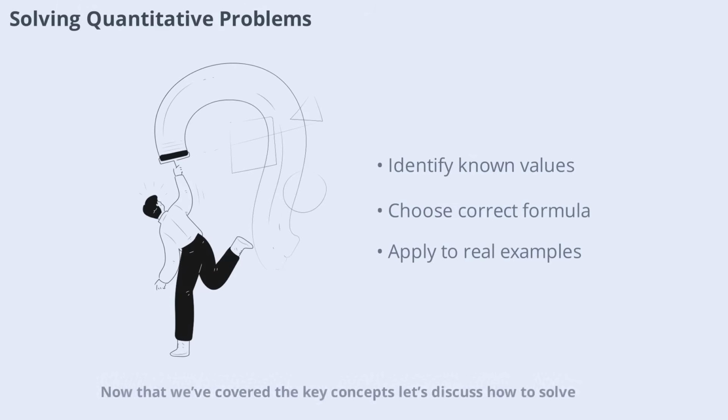Now that we've covered the key concepts, let's discuss how to solve quantitative problems involving angular kinematic quantities. The process typically involves identifying the known values, selecting the appropriate formulas, and performing the necessary calculations. Practice with real-world examples, such as analyzing the rotation of a limb or the spin of a ball, will help solidify your understanding and improve your problem-solving skills.